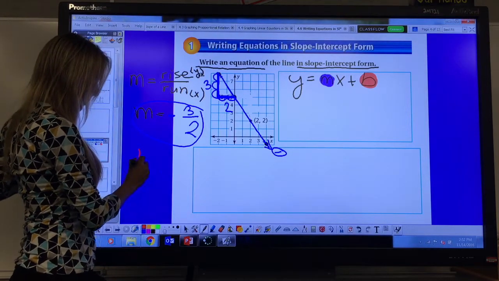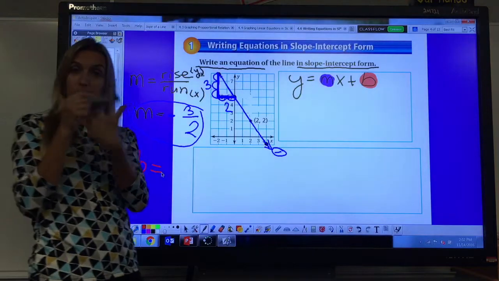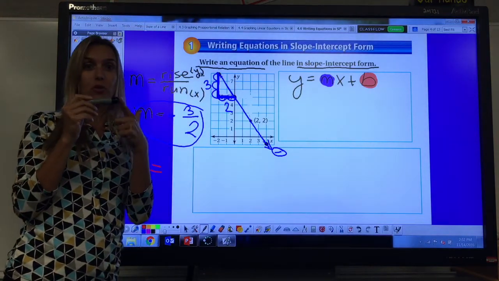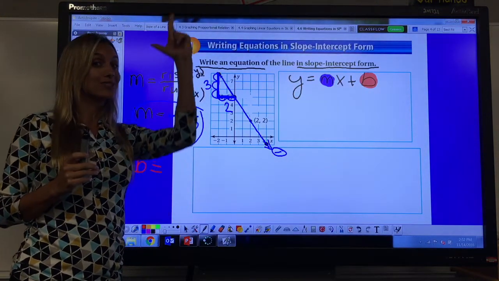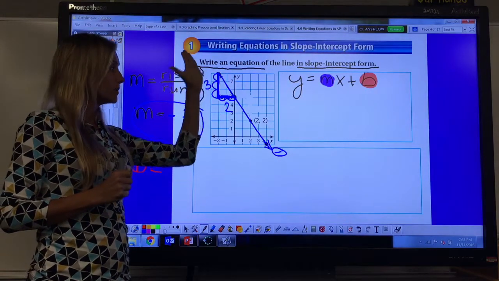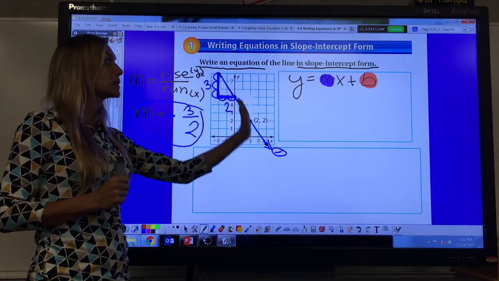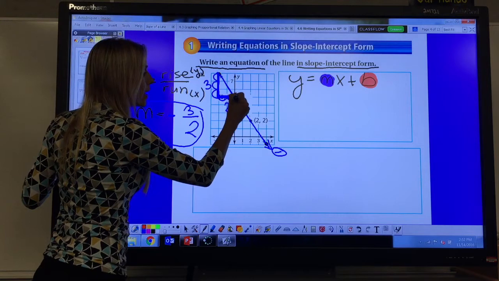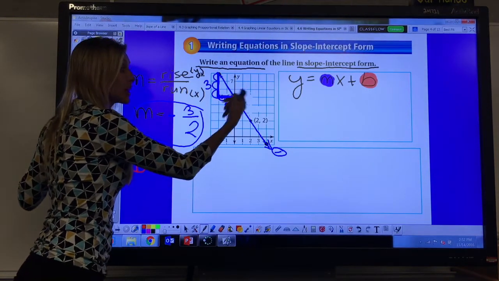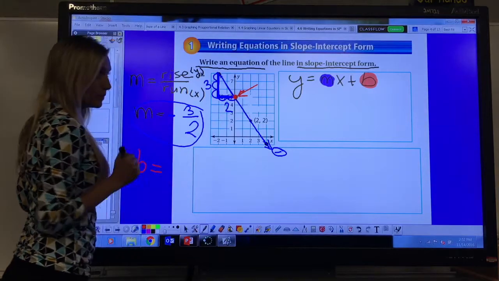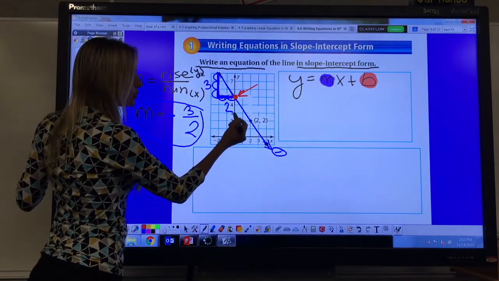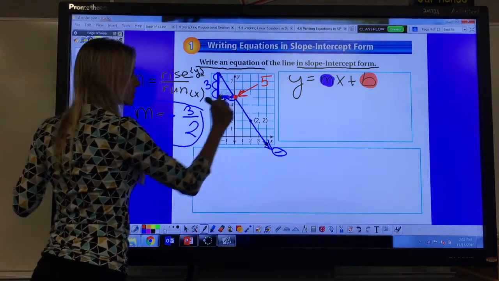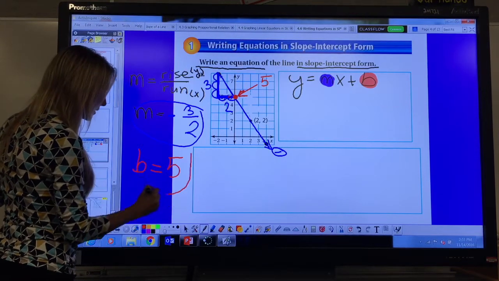B is my initial value, right? My beginning, the starting point. B is the y-intercept. So that is telling me on the y-axis where it has to intercept. So where does the line, the blue line, intercept the y-axis? Well, I see that the line crosses the y-axis over here, right? That's literally where it intercepts. And that's my B. And that is 1, 2, 3, 4, 5. That is on number 5. So that's where y equals 5. So my B is 5.